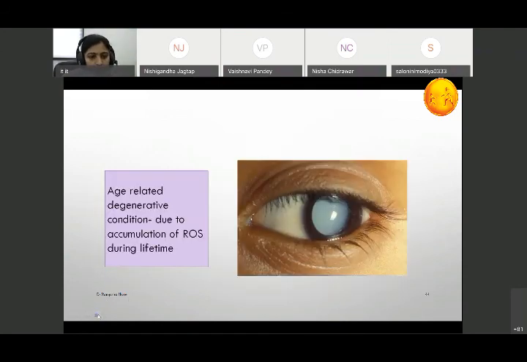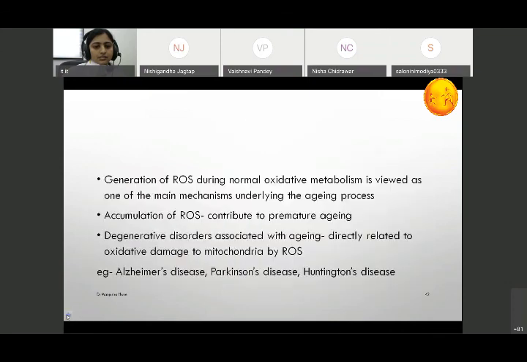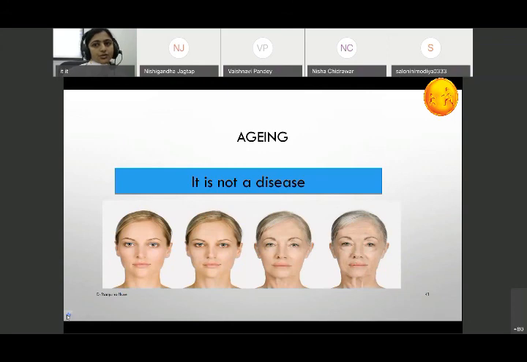There is one more thing, that is cataract formation. You can see many old people having cataract. Sometimes it is related to a disorder, but sometimes it is very common, that is, it is part of the aging process. It is an age-related degenerative condition. This is cataract formation. It is due to accumulation of reactive oxygen species during the lifetime. These are some of the aging changes which occur.